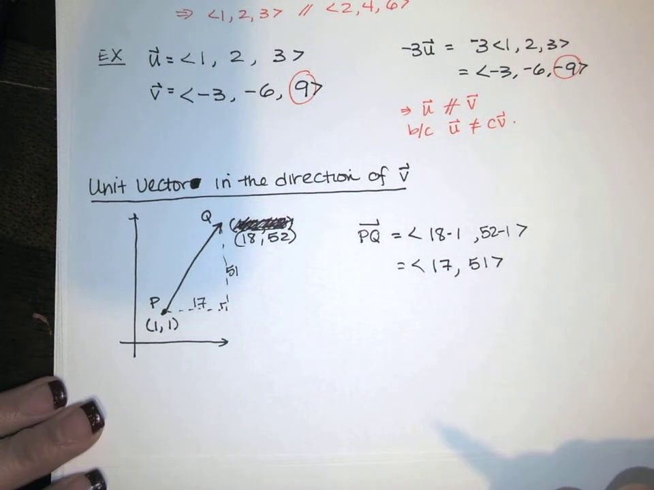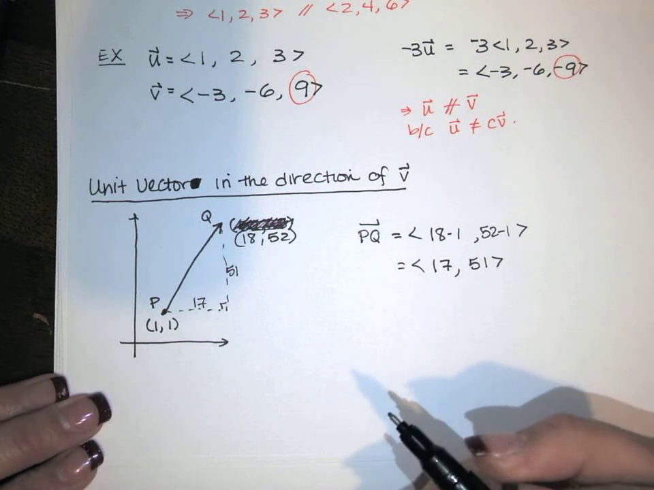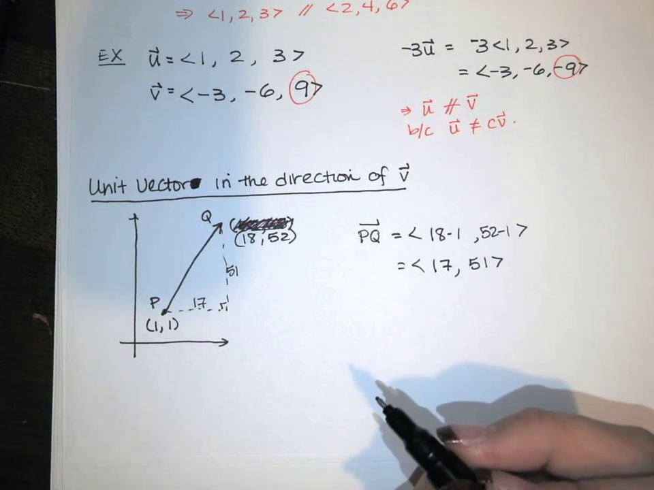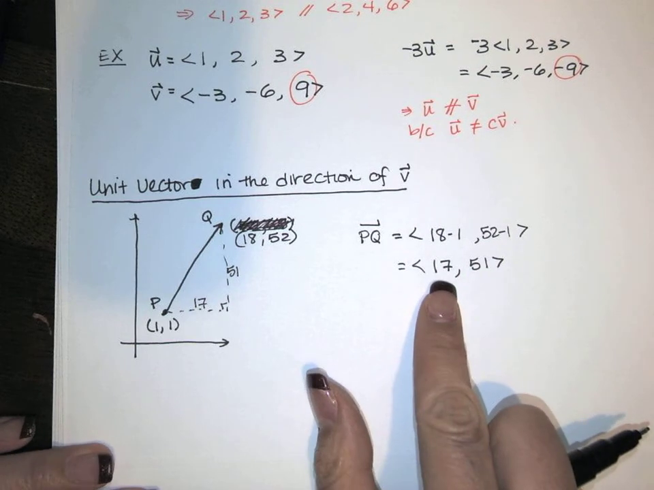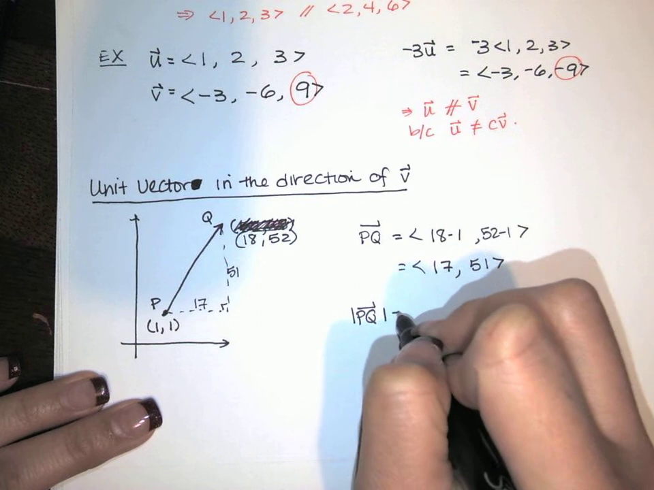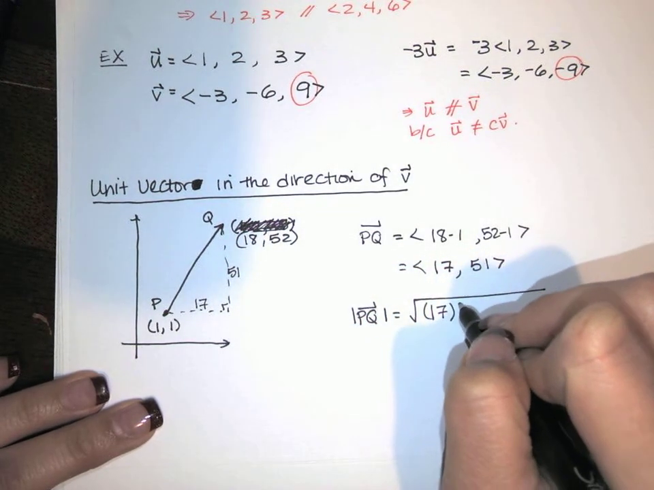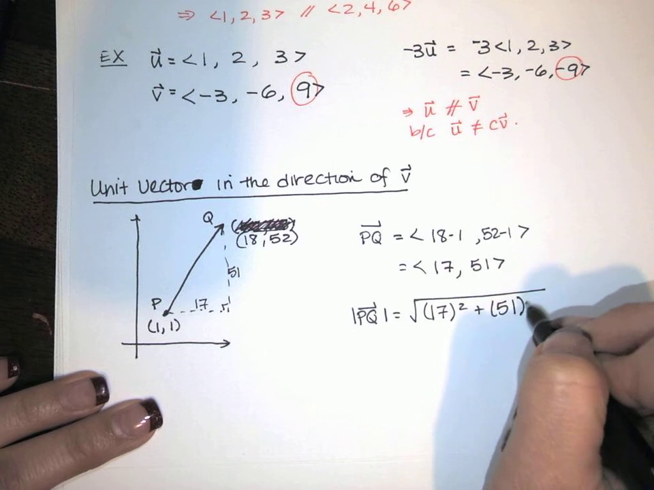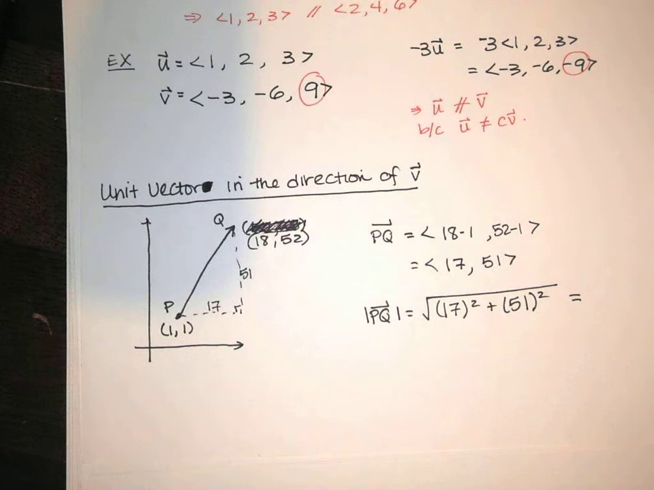If I want the unit vector in that direction, the vector that's exactly 1 unit long that goes in that direction, well, it's actually pretty easy. First, I find the length of this vector. I don't know what it is. Remember how we find length? We take the components, square them, add them, and take the square root. I would probably use a calculator for this.